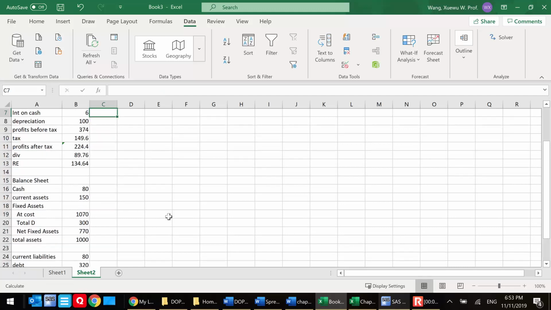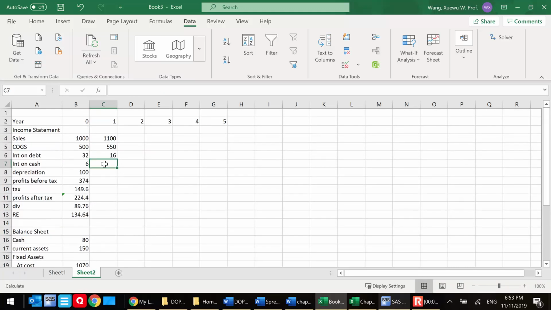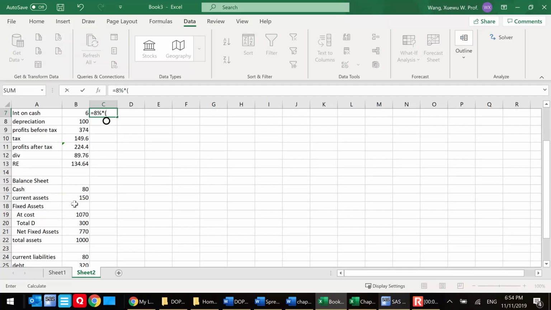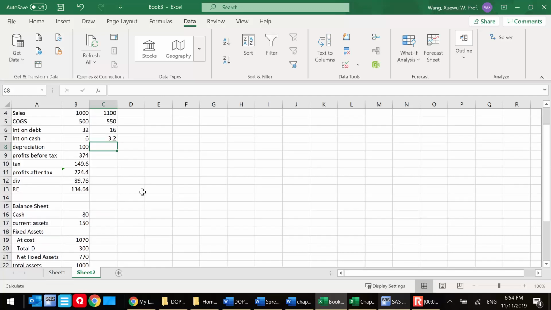And that is the average debt balance. All right. And then interest on cash. So that's going to be earning 8% interest on the average cash balance. So the cash for year 0 plus the cash for year 1. And that is 3.2 for the moment. Those numbers will change, as you have seen.